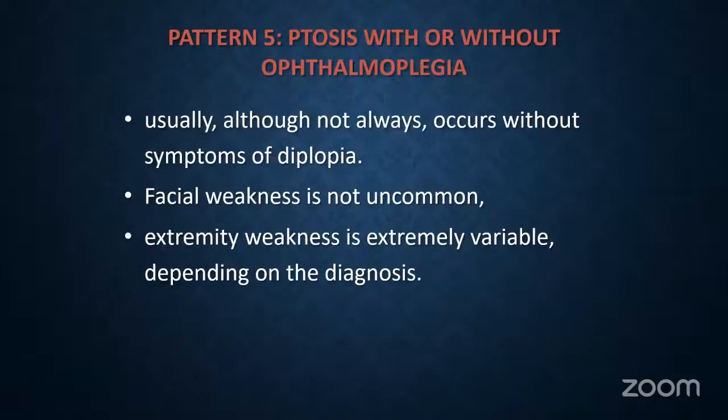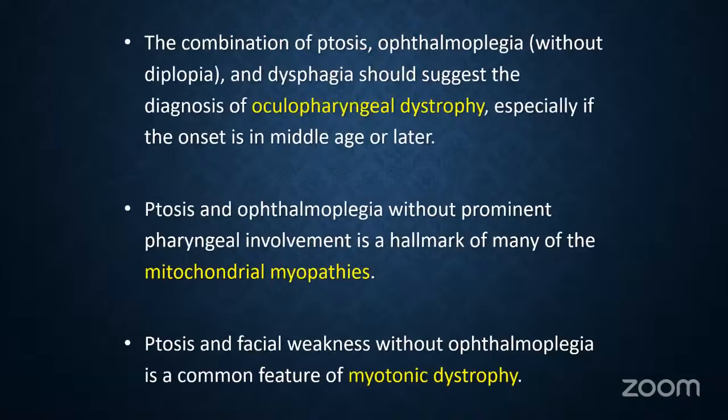Myopathies can also present with ptosis with or without external ophthalmoplegia. These may occur with symptoms of diplopia. Facial weakness is not uncommon and extremity weakness is extremely variable depending on the diagnosis. This is seen in oculopharyngeal muscular dystrophy, mitochondrial myopathy, especially CPEO, Kearns-Sayre syndrome, and ptosis and facial weakness without ophthalmoplegia is a common feature of myotonic dystrophy.